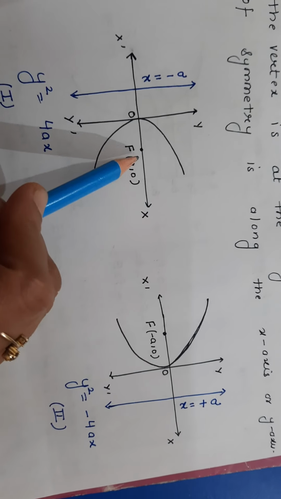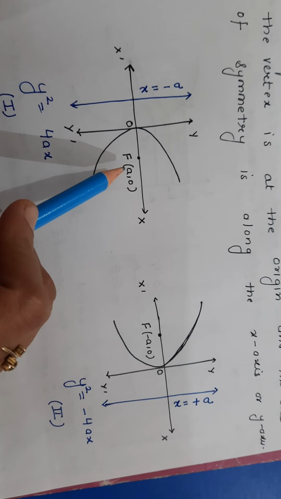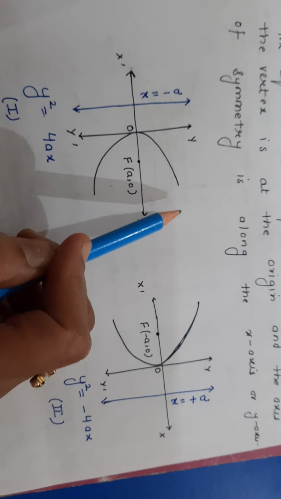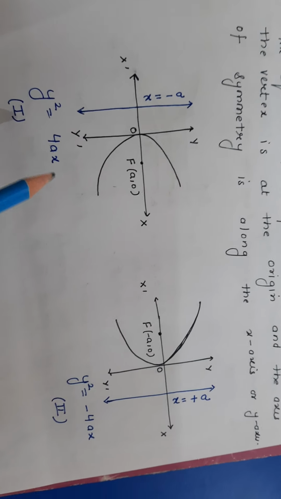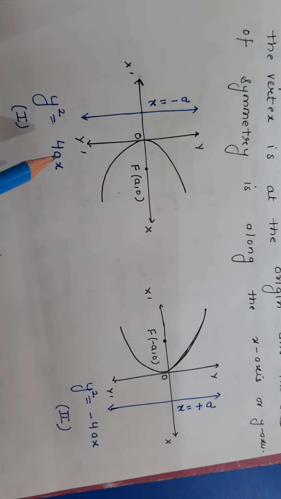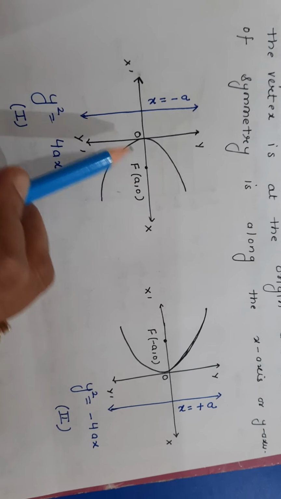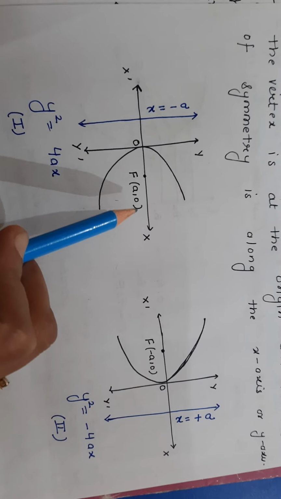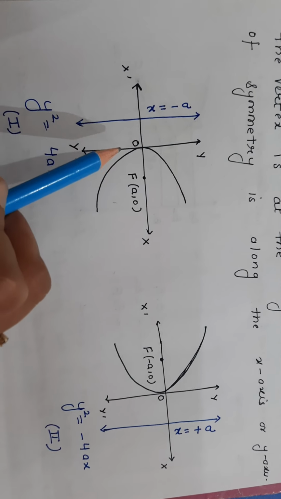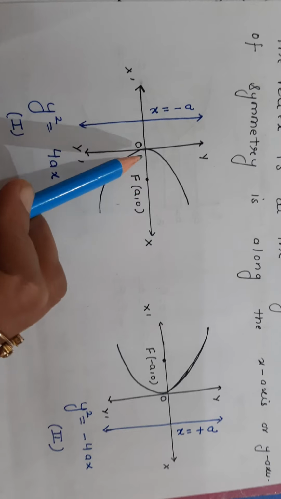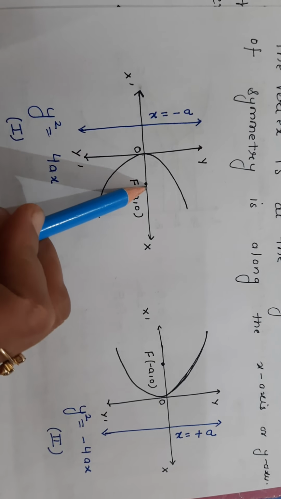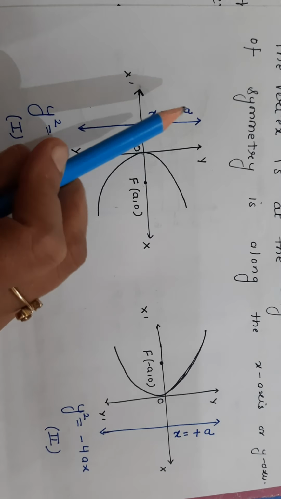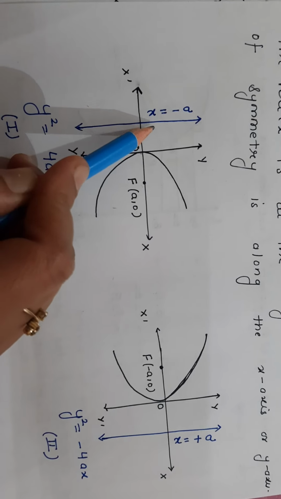Now, if you look here, the focus is on the x-axis. So this is (a, 0). This is your first case of parabola, open towards right. Its equation is y square equal to 4ax. The focus is on the x-axis, so its y coordinate is 0. Now the distance of the origin, which is also the vertex, from the focus F is the same as the distance of this O from the directrix. That means this distance must also be equal to a.